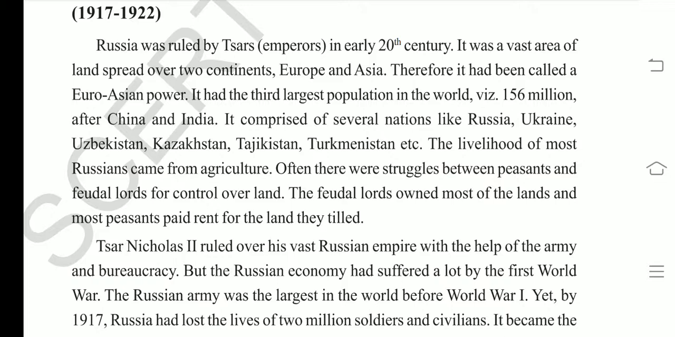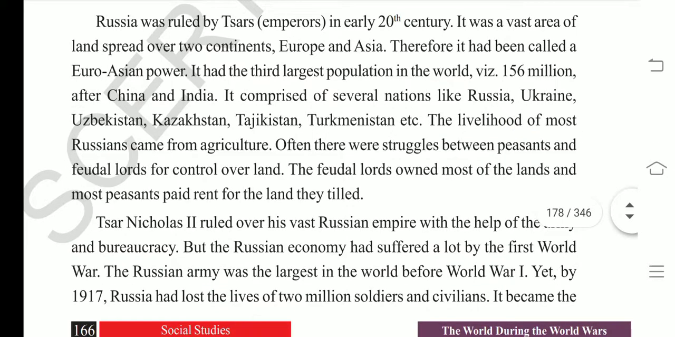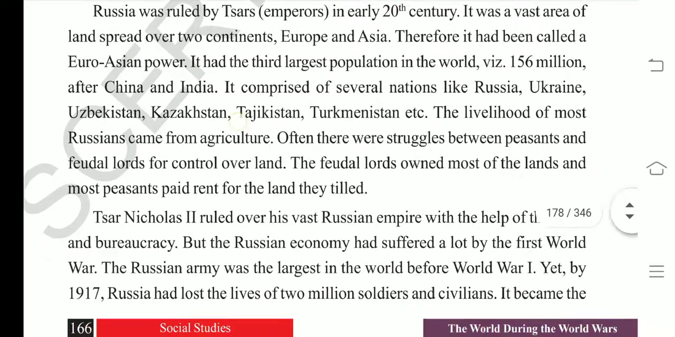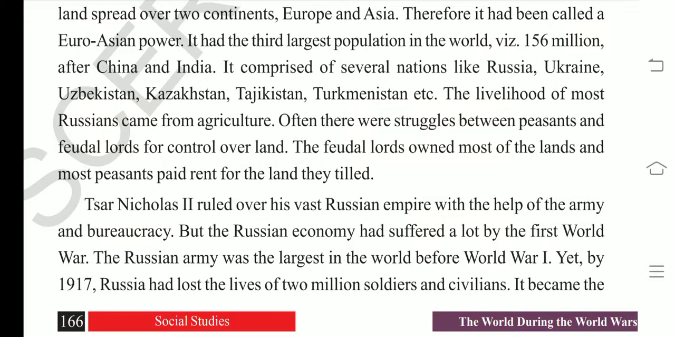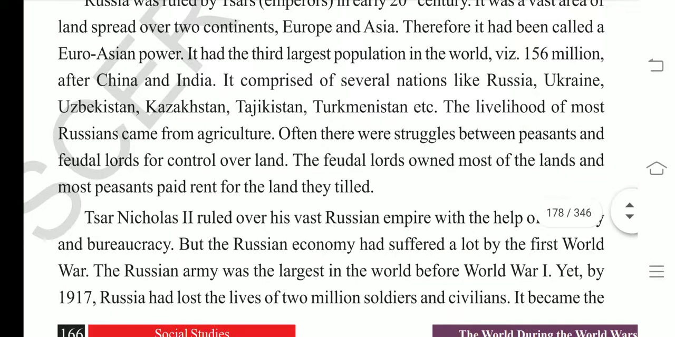Most of the people in Russia too depended on agriculture like India. There are some similarities with India. There too, many of the people derived their livelihood from agriculture. There were constant struggles in Russia between peasants and feudal lords, just as there were in medieval India between landlords, that is zamindars, jagirdars, and farmers.